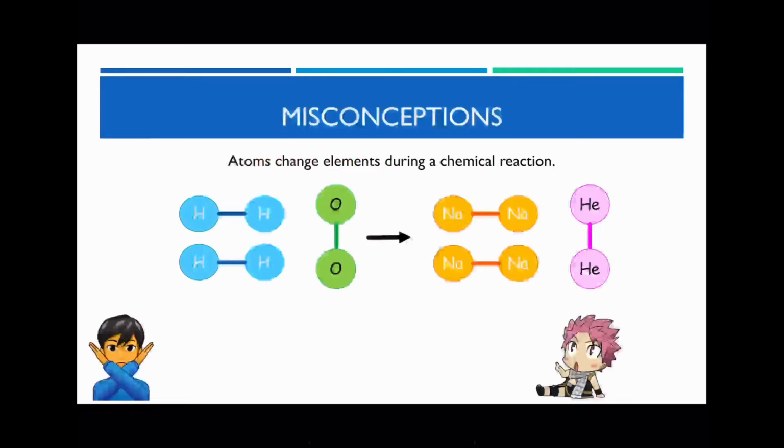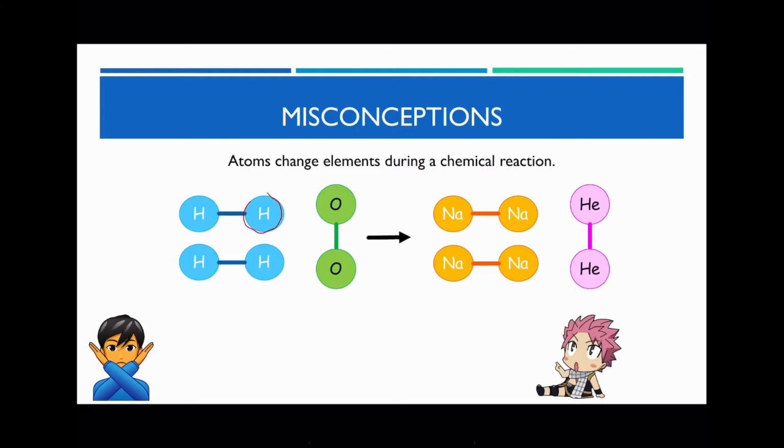Now, the common misconception that students often have is that during a chemical reaction, atoms change into different elements. To describe this incorrect conception, I have two molecules of hydrogen and a molecule of oxygen. They think that in a chemical reaction the atoms change into another type of atom, in this case a sodium atom and helium atoms.